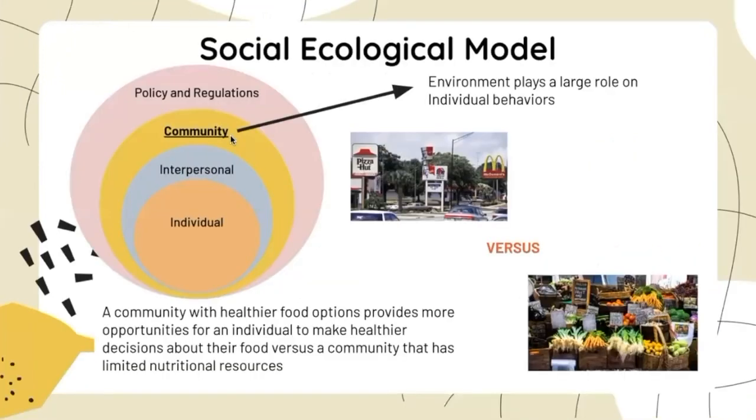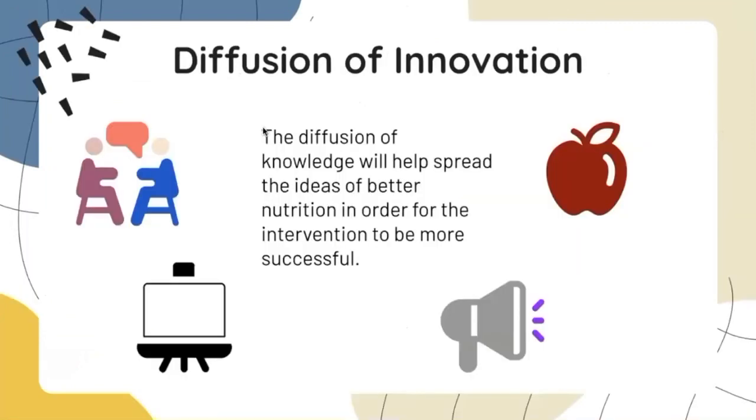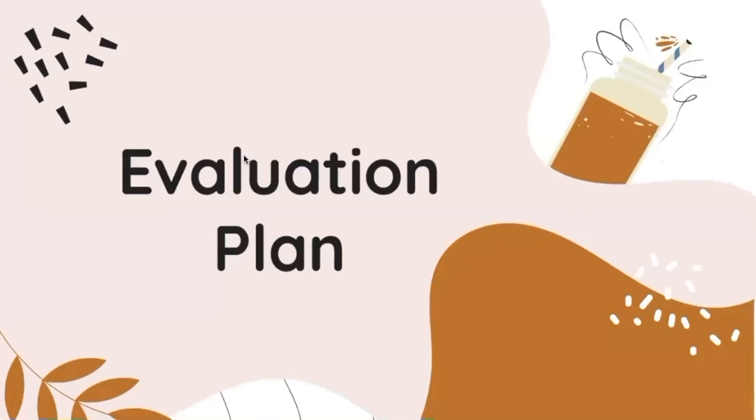The second level of the SEM model is the community level, as the environment plays an important role in influencing behavior. For example, a community that only has fast food will make it easier for people to eat unhealthy versus a community that has high accessibility to fresh produce. The community level will be altered through replacing the snacks in the vending machines. Diffusion of innovation will be used to distribute our intervention at the community level. Next, we will be going over our evaluation plan.